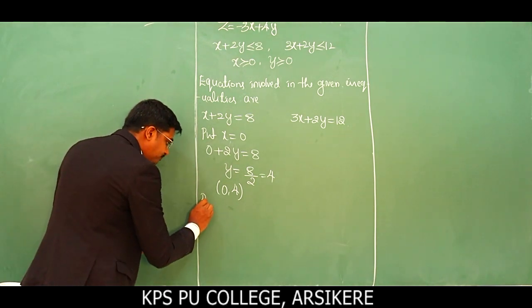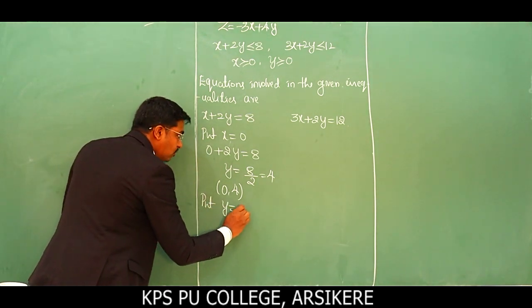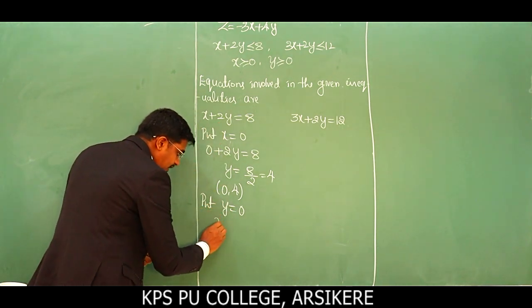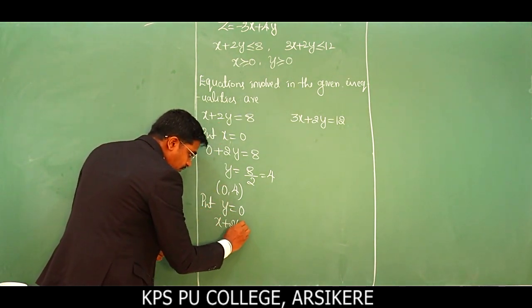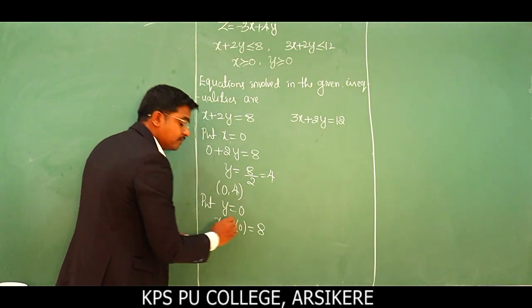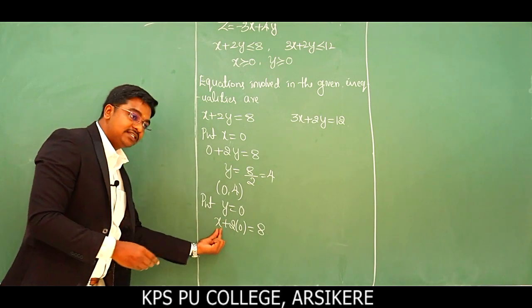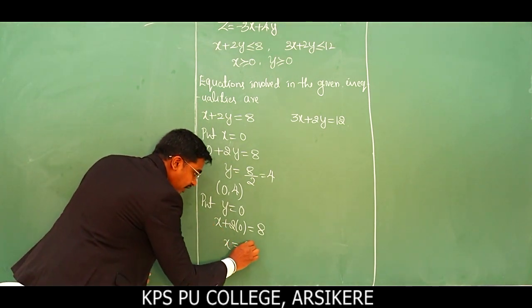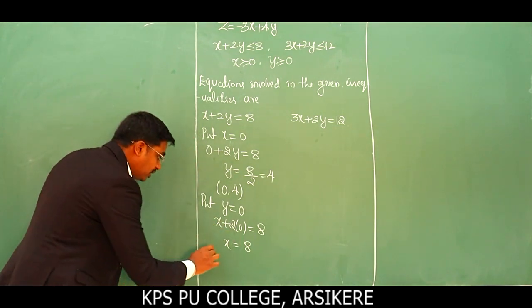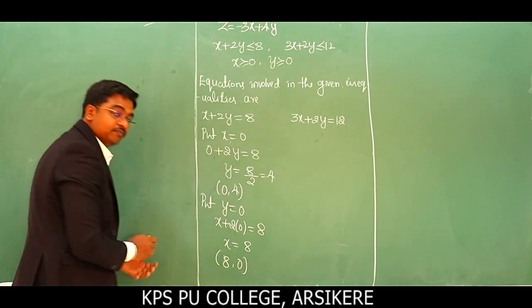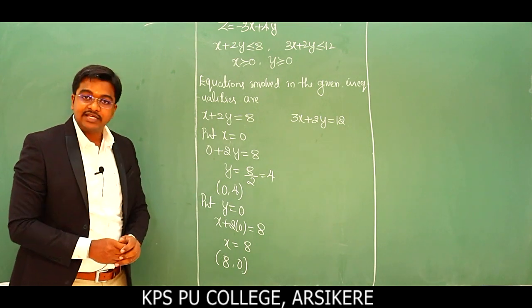Similarly put y is equal to 0. The equation reduces to x plus 2 into 0 is equal to 8. 2 into 0 is 0, so x is equal to 8. The corresponding point is x is 8 and y is 0. Clear? Similarly solve for the second equation.